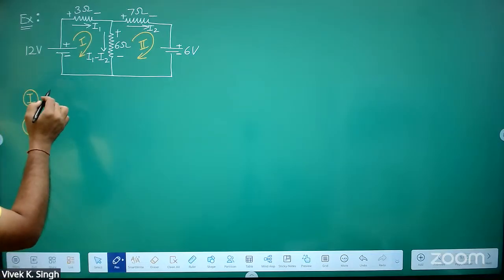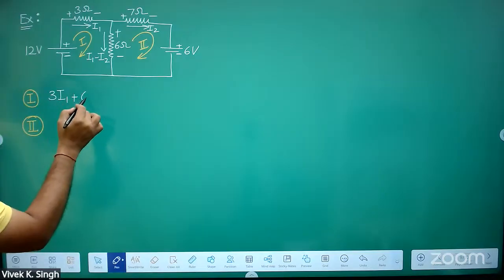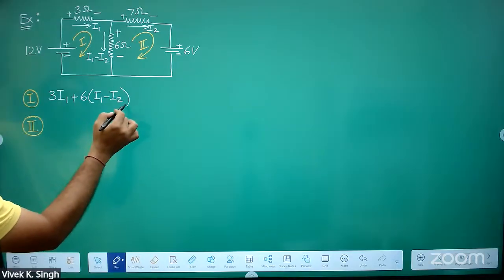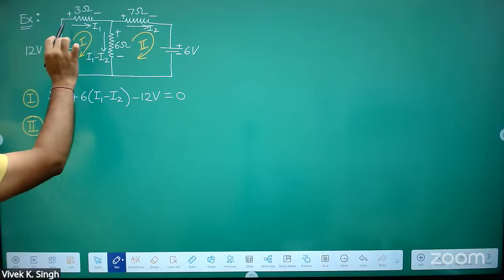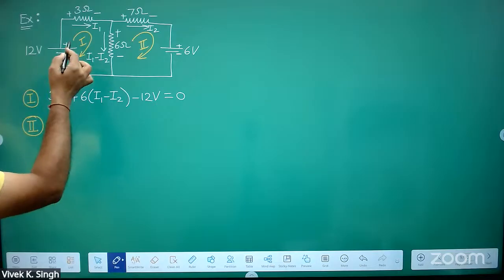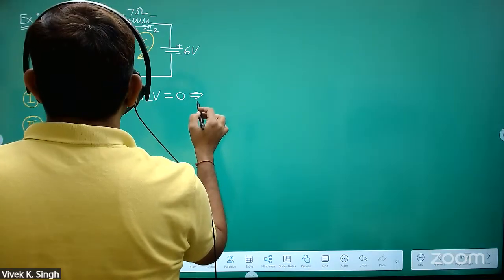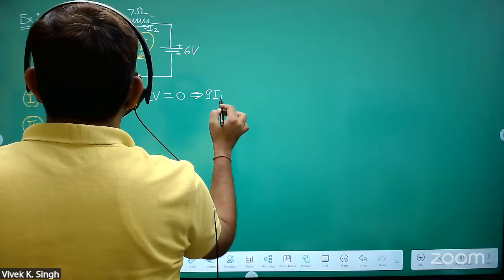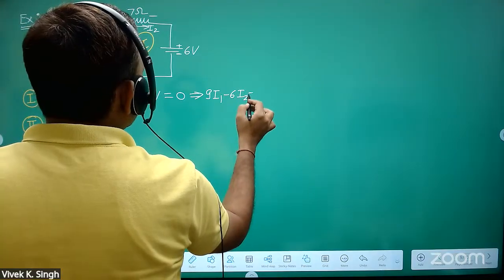So in loop 1, you will get 3I1 plus 6 times (I1 minus I2) minus 12 volt is 0. I'm taking this to be plus, plus, and this is minus. So this is what? This will give you 9I1 minus 6I2 is equal to 12.